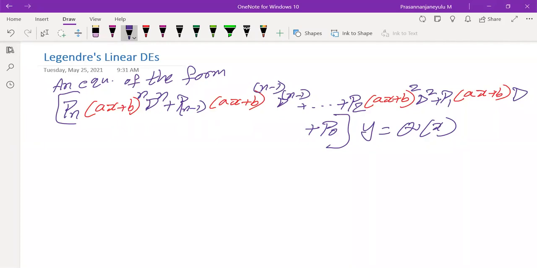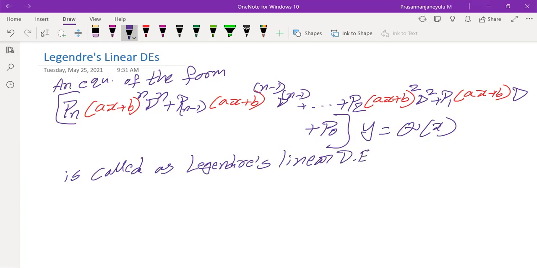An equation of this form is called Legendre's linear differential equation. And what about this differential equation? It is a linear differential equation with variable coefficients.